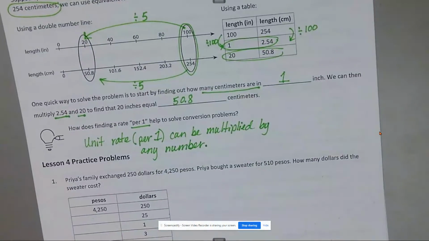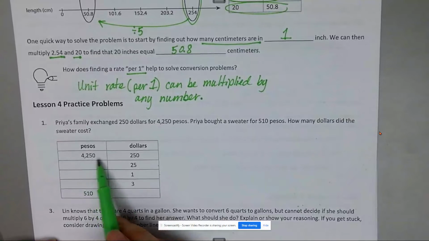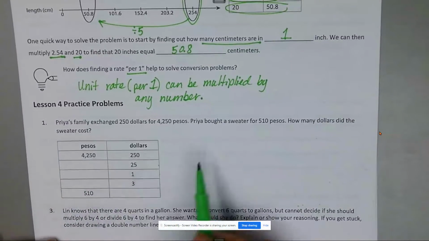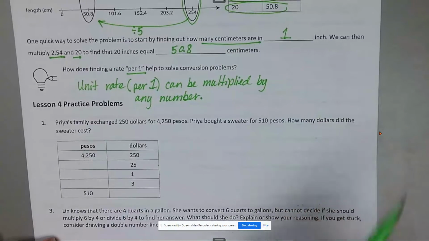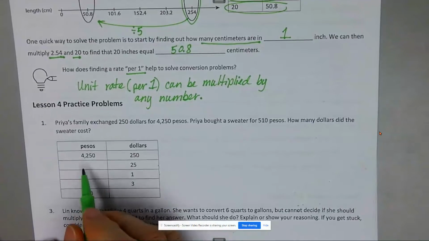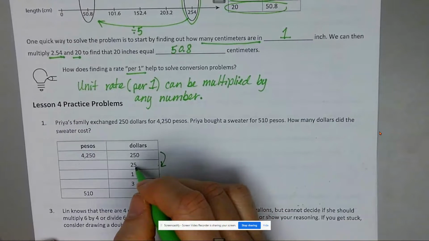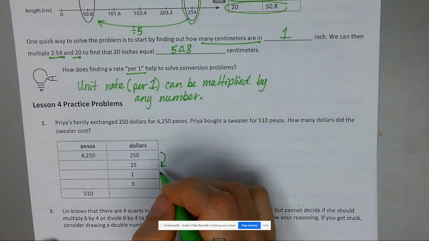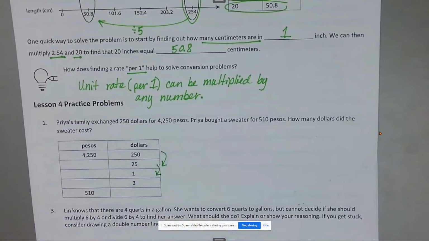All right, practice problems. Priya's family exchanged $250 for 4,250 pesos. They have it set up in the table. If Priya bought a sweater for 510 pesos, how many dollars did she spend? So we go through and figure out these parts. How are we going from 250 to 25? How could you go from 25 to 1? And then how would you get to a 3?